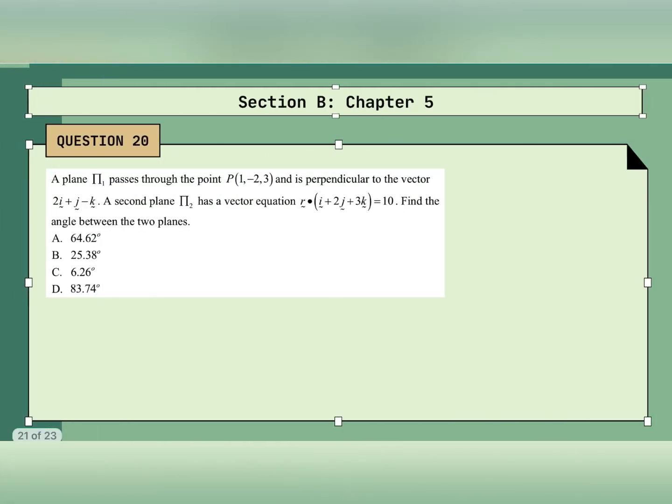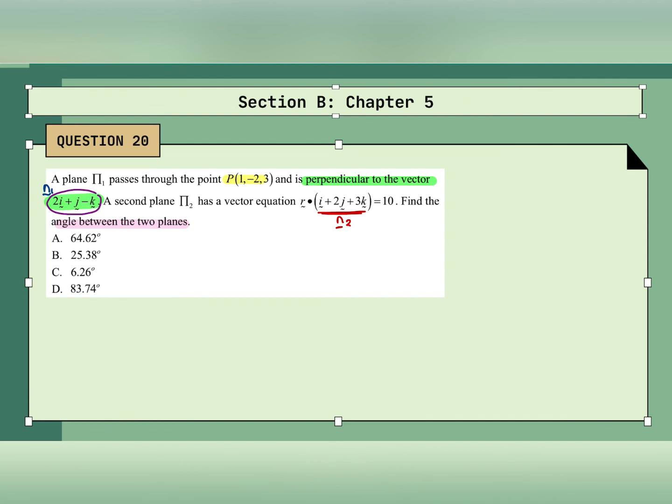Okay, now question number 20. A plane passes through the point P and is perpendicular to the vector here. So bila dia perpendicular, automatic we know that this value is our normal. Okay, and a second plane has a vector equation here. So vector equation automatic here will be our normal 2. Find the angle between the two planes. So dia minta angle between two planes. So between normal lah.